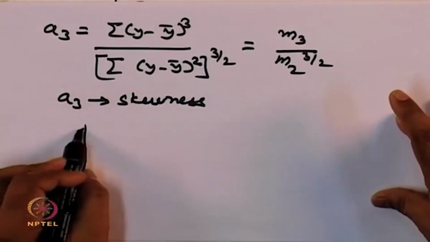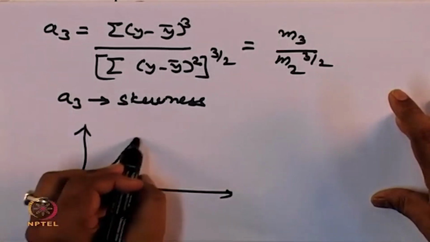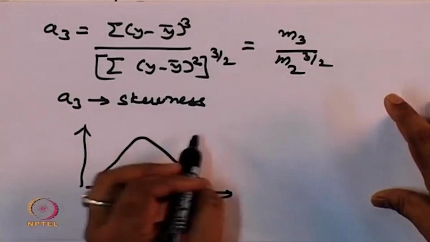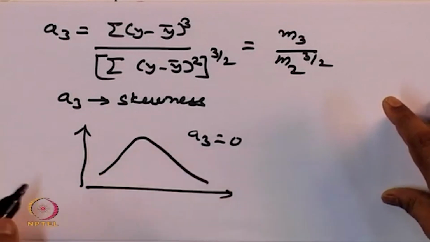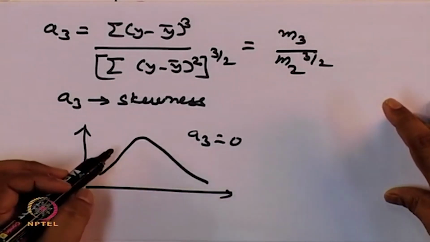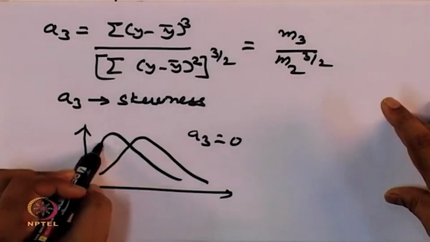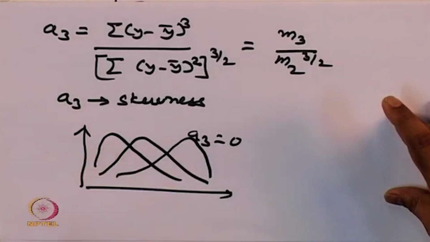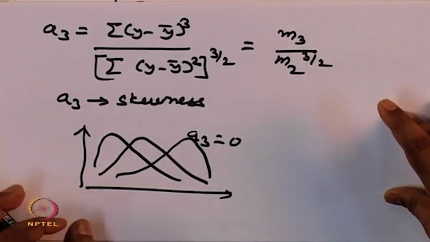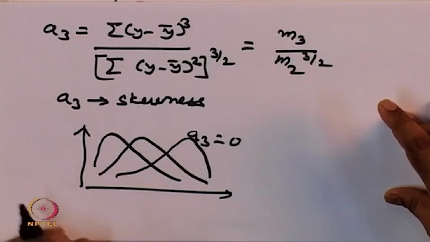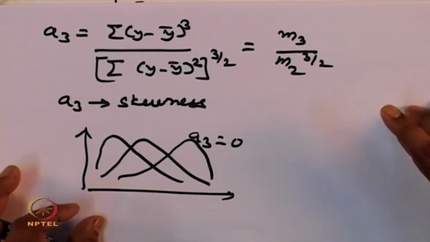So, for any symmetric distribution, my skewness A3 has to be 0. So it is neither skewed in this direction nor skewed in this direction. This is what skewness is about. Now, what kind of values can A3 be negative?